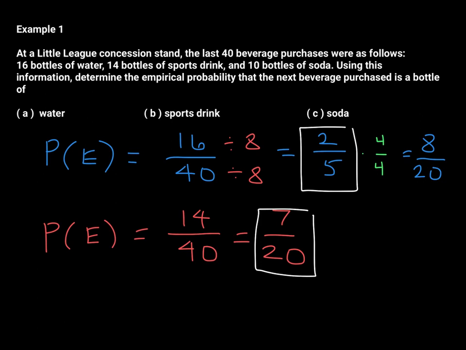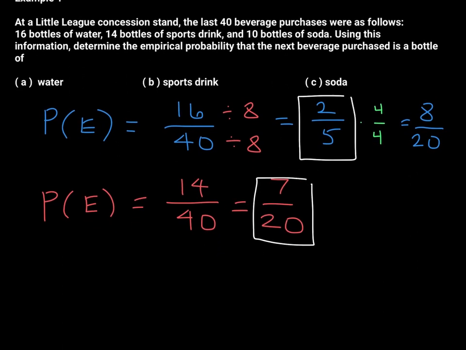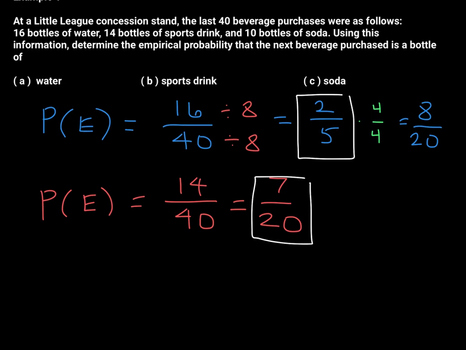All right, let's go for the third event, which is soda. Okay, let's move this up a little bit. All right, P of E. Now in this case, E is the event that soda will be purchased. Again, the denominator doesn't change. There are 40 purchases altogether. But if you look at the data, it's 10 bottles of soda that have occurred.